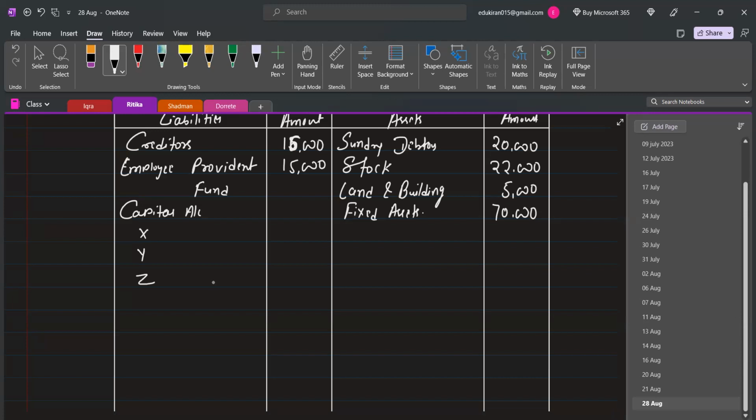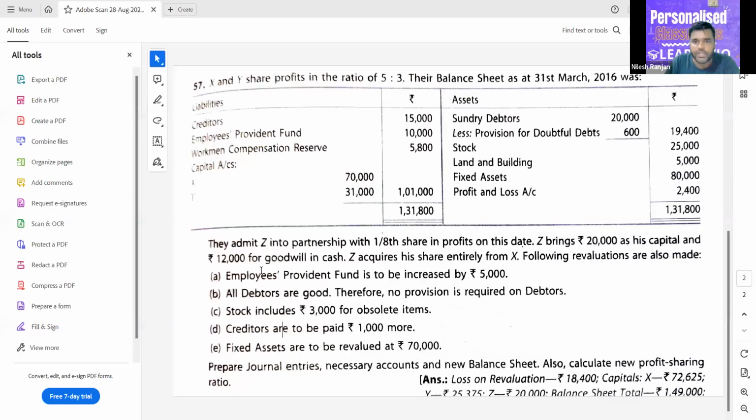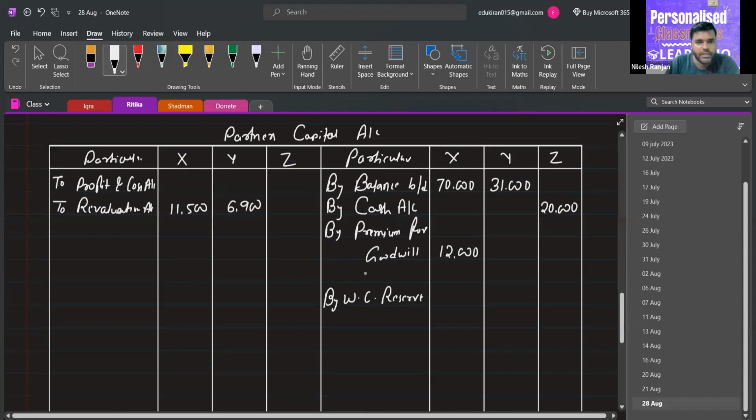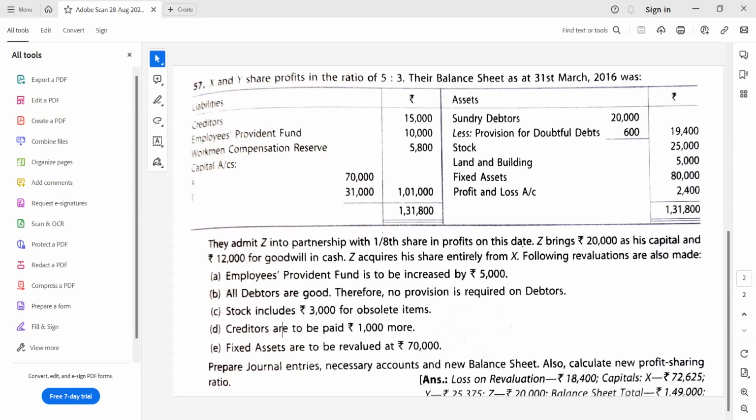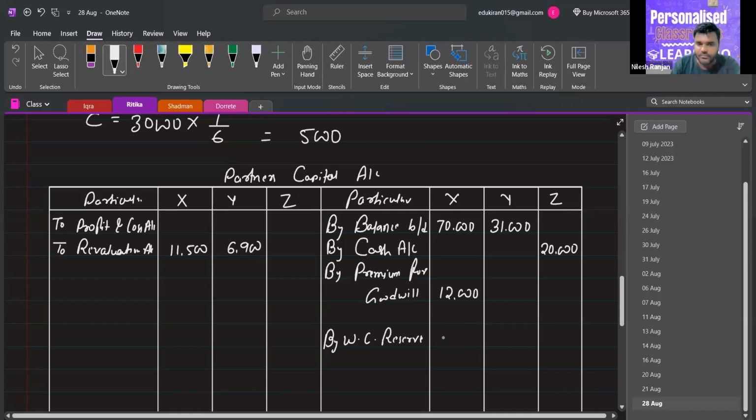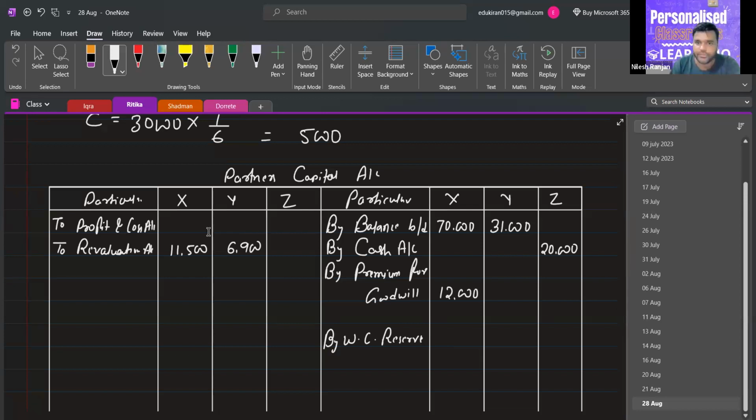So workman compensation. Actually, it will be distributed between partners. Workman compensation reserve and profit and loss account will be written here. You can see by workman compensation reserve, we have to distribute 5,800 here, 5 into 3, and profit and loss into 5.